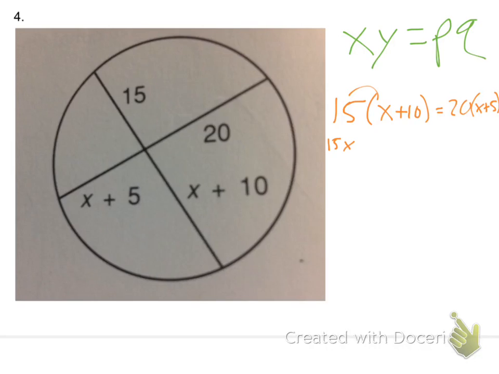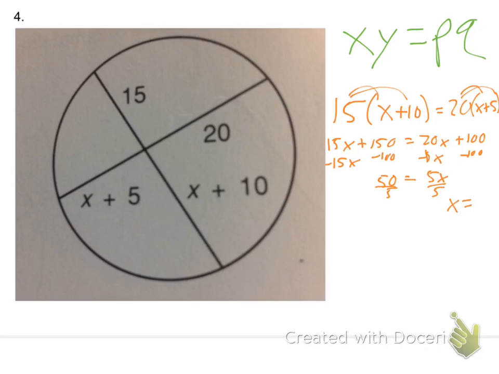So it's 15x plus 150 equals 20x plus 100. And as you can see, that is definitely very much like a multiple step single equation, right? Subtract 15x. Minus 100. 50 equals 5x. X equals 10. And you're done.